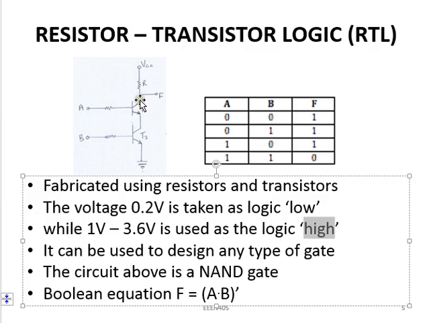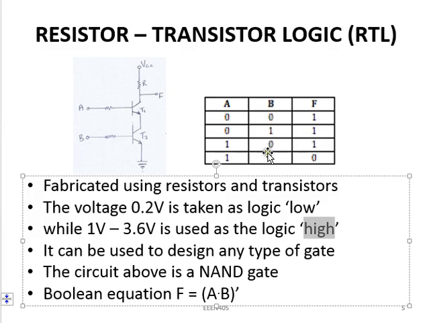What we have here has a path to the emitter, but when it reaches here, it cannot go to ground because B is low, which means transistor T2 is not conducting. So at the same time, this voltage cannot go to ground, so my F will also be high.